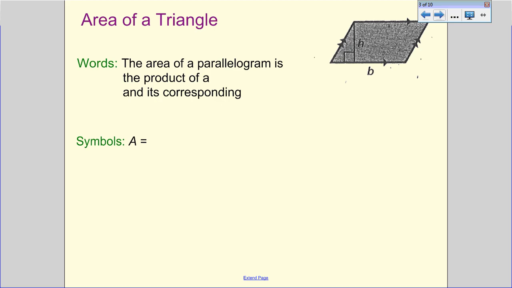So the area of a parallelogram is the product of a base, because we could have two different bases. We could have this base, or we could have the other base, and its corresponding height. And so we need a perpendicular segment to hit one of the sides of our parallelogram, and the side that it hits, that's where our base is. And so the formula for that is just base times height again.